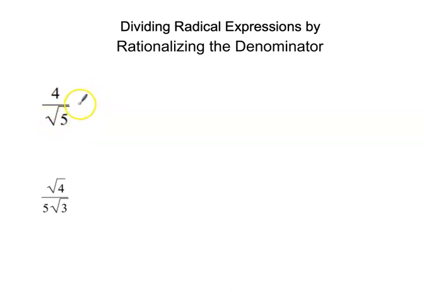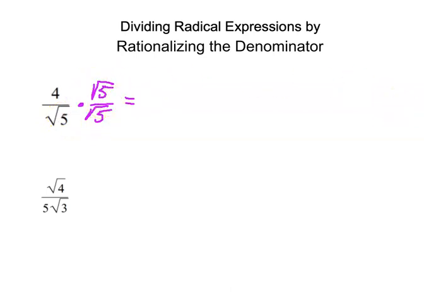Well, what we can do is take this fraction and multiply by square root of 5 divided by square root of 5. Here is why we can do that. First of all, square root of 5 over square root of 5 equals 1. When we're multiplying this fraction by 1, we are not changing the value of this fraction. So basically, this is the best way to do that.